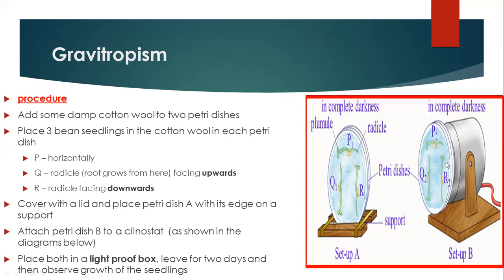For the other set, we will use the same petri dish, but we'll connect it to a clinostat. Place a light proof box around it, because we are measuring the effect of gravity here, so there should be no effect of light at all. We are putting this system in a light proof box just to eliminate the effect of light on this experiment.